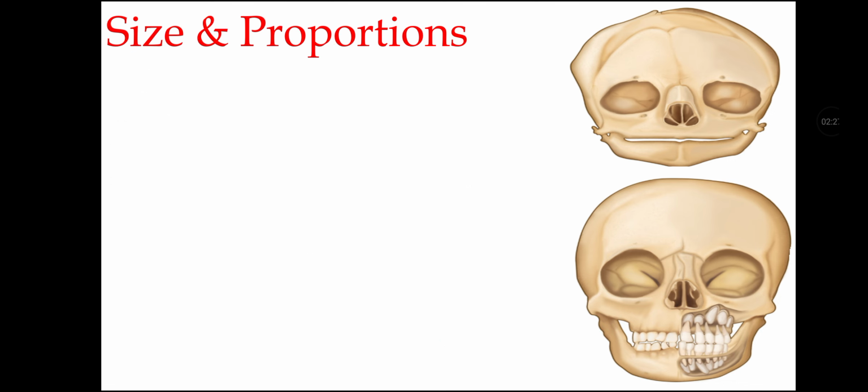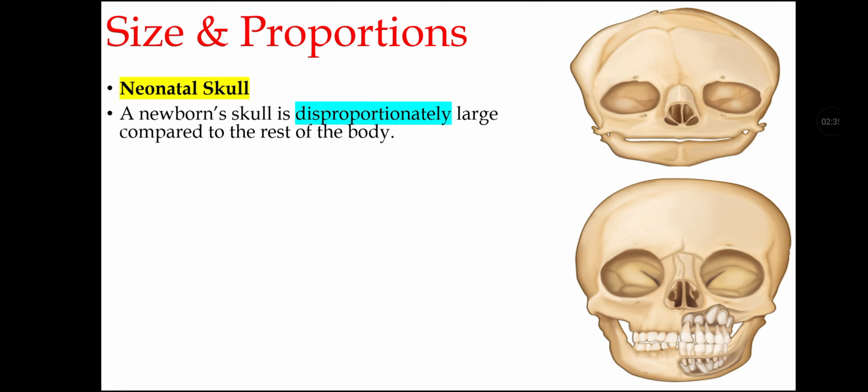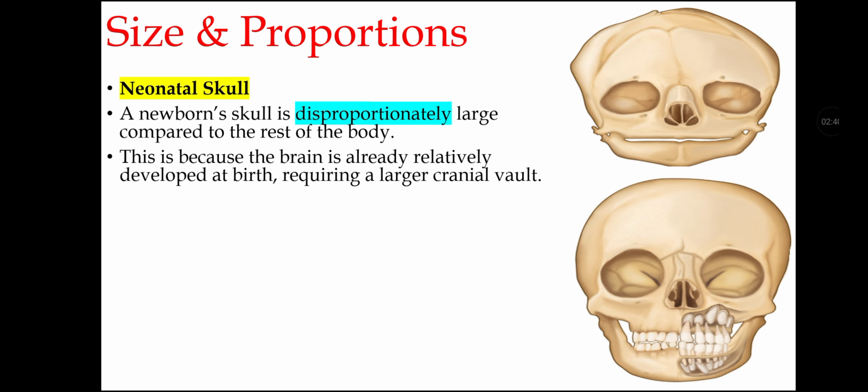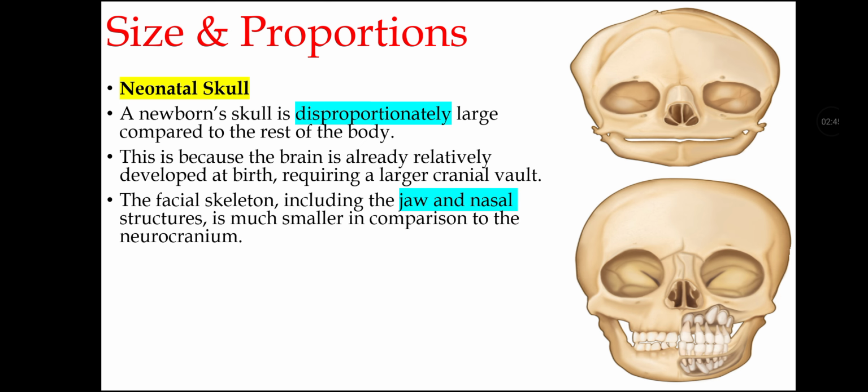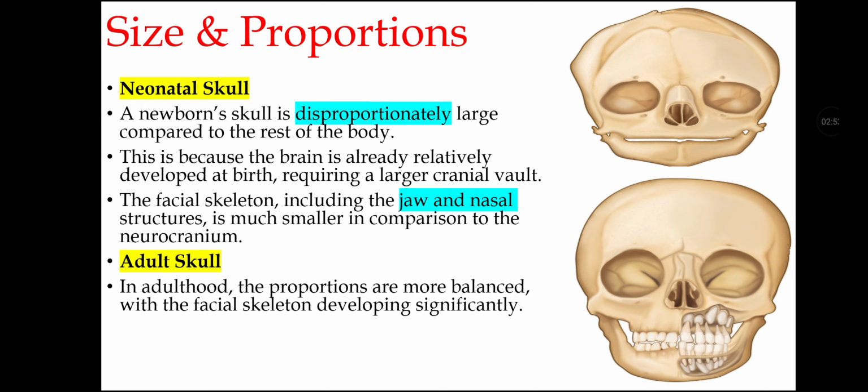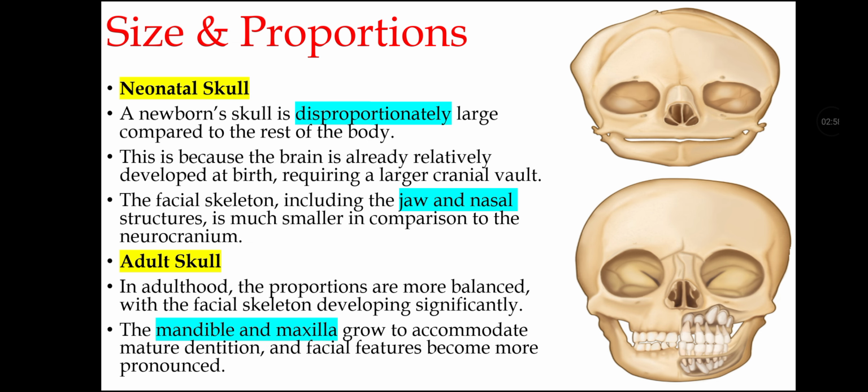Now let's talk about size and proportion of adult skull versus neonatal skull. The neonatal skull of a newborn is disproportionately large compared to the rest of the body. This is because the brain is already relatively developed at birth, requiring a larger cranial vault, and the facial skeleton, including the jaw and nasal structure, is much smaller in comparison to the neurocranium. While in the adult skull, the proportions are more balanced, with the facial skeleton developing significantly. The mandible and maxilla grow to accommodate mature dentition and facial features become more pronounced.